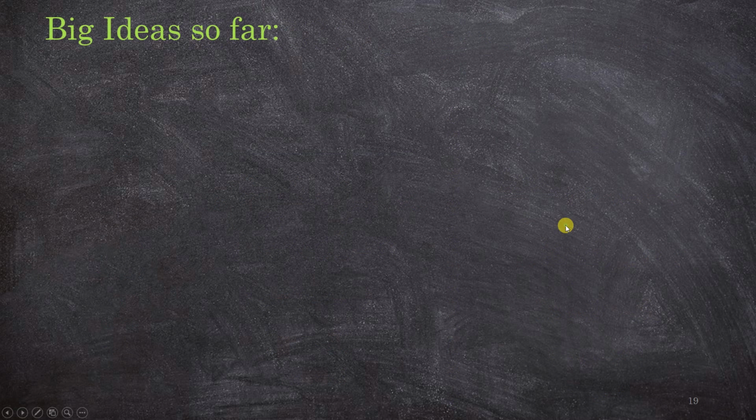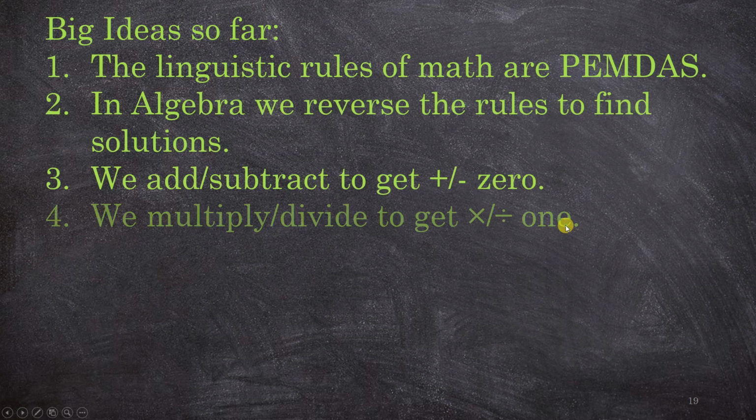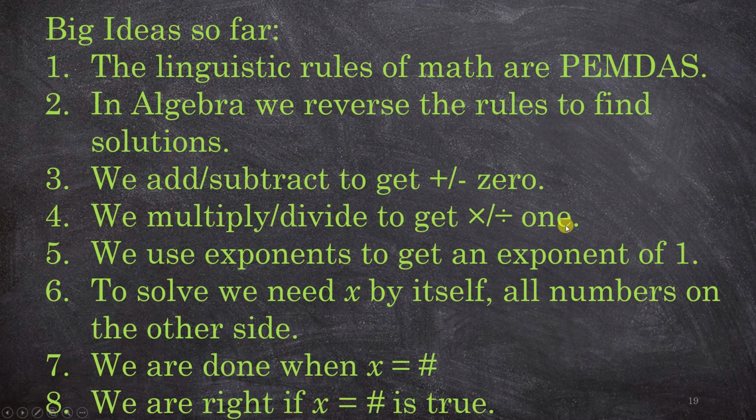All right, so here are our big ideas. We already talked about all these. How comfortable do you feel with all of this? When we're using algebra, we're doing inverse operations. We're undoing the order of operations. We're doing the inverse of the operation itself. So if we have division, we multiply. And we do everything backwards according to PEMDAS.